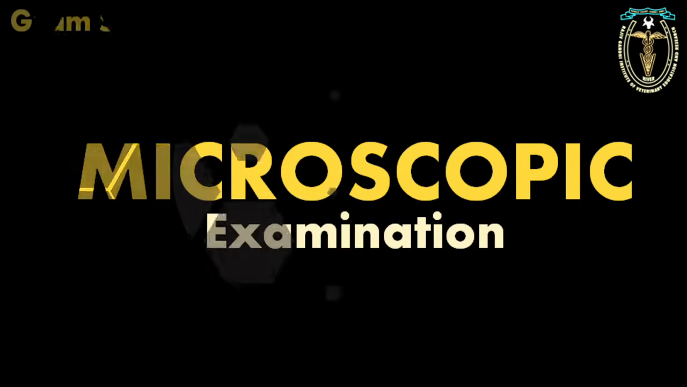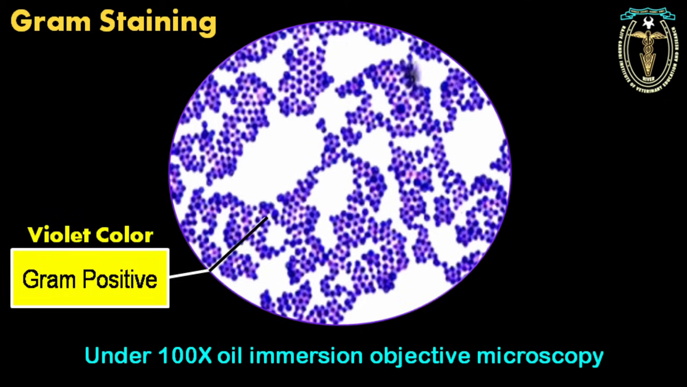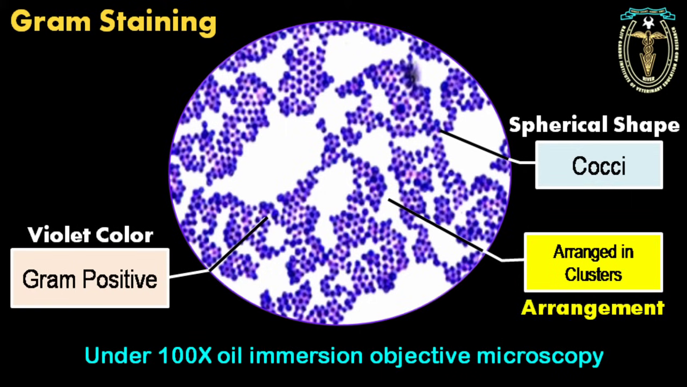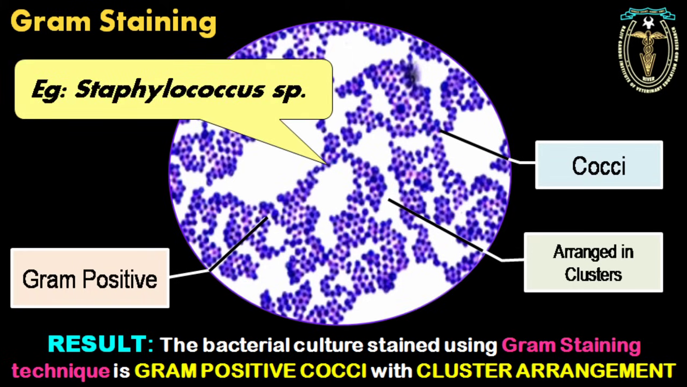On microscopic examination, if you are observing these types of microscopic features, based on coloring property, since the microorganisms here are stained violet color, they are gram-positive organisms. Then, here the organisms are spherical shape, so they are cocci. Next, the arrangement. They are arranged in clusters here. So, the result is written as: the bacterial culture stained using the Gram staining technique is gram-positive cocci with cluster arrangement. The example of bacteria is the Staphylococcus species, which possesses this type of microscopic character.